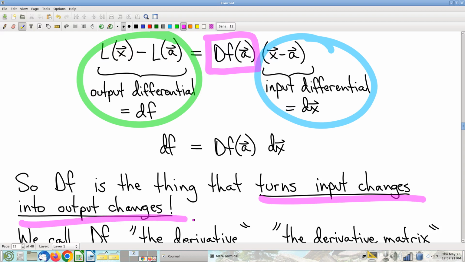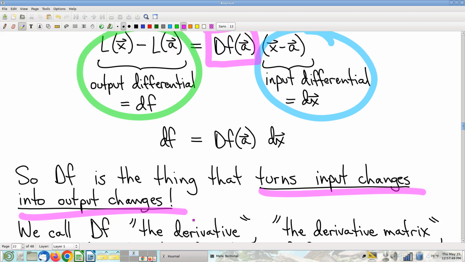You may recall the very first thing that we said when we started talking about derivatives a couple days ago was that that's the defining characteristic of a derivative, something that turns input changes into output changes. So this does that. This does that in general, no matter how many input variables you have, no matter how many output variables you have. This is the thing that turns input changes into output changes. So this is the thing that we call the derivative.